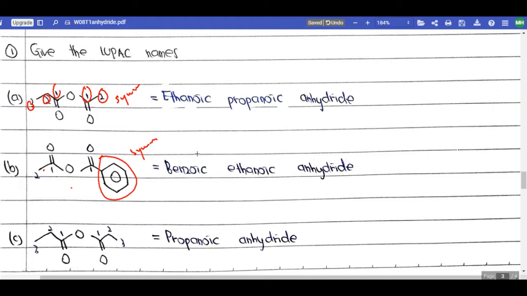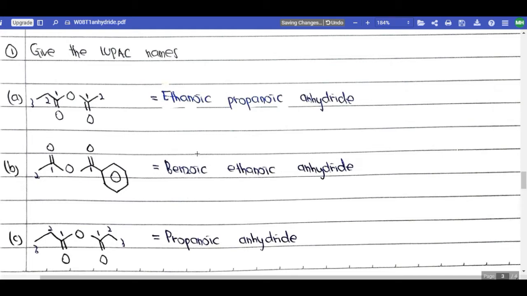That's why this is unsymmetrical. And for C, as you can see here, both the number of carbon and also the shape of the carbon are the same, which is linear. So this will be considered symmetrical. So let's take a look one by one at the answers to the questions from the tutorial.